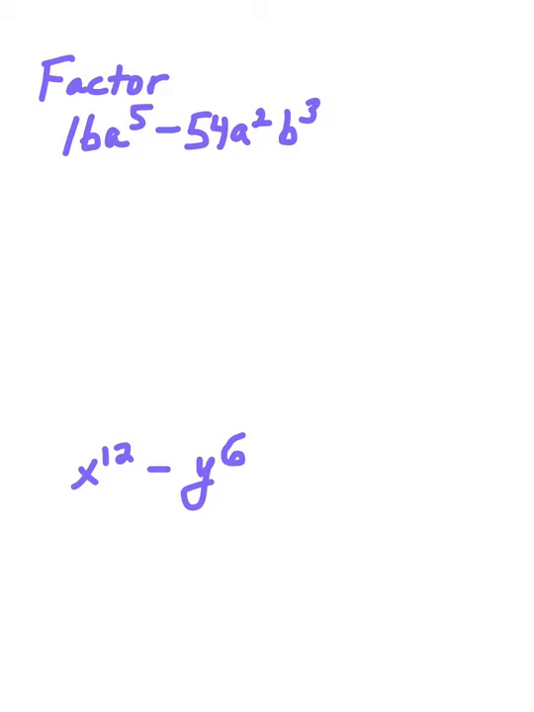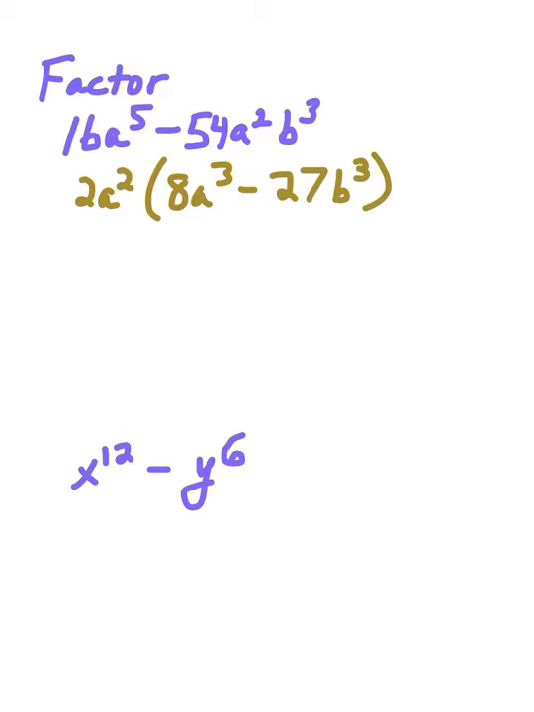So in this next one, let's think about doing some factoring out greatest common factors first. So I'm looking at this one right here. So in 16 and 54, I have a common factor of 2a squared, it looks like. So let's factor out 2a squared, and that will leave me with 8a cubed minus 27b cubed. So I have difference of two cubes inside the parentheses.